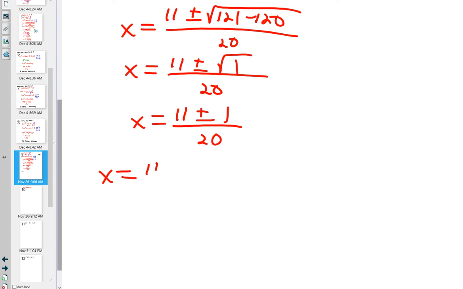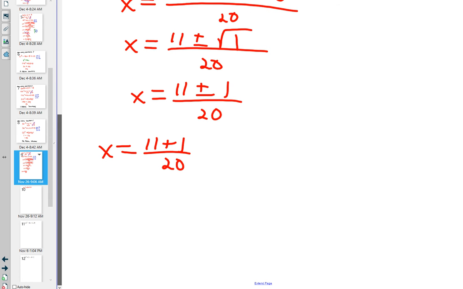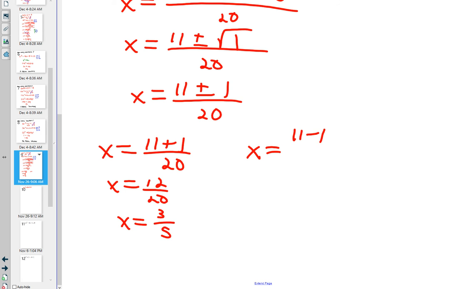X is equal to 11 plus 1 over 20. So x is equal to 12 over 20. So when you divide each one by 4, it becomes 3 over 5. X is equal to 11 minus 1 over 20. X is equal to 10 over 20. X is equal to 1.